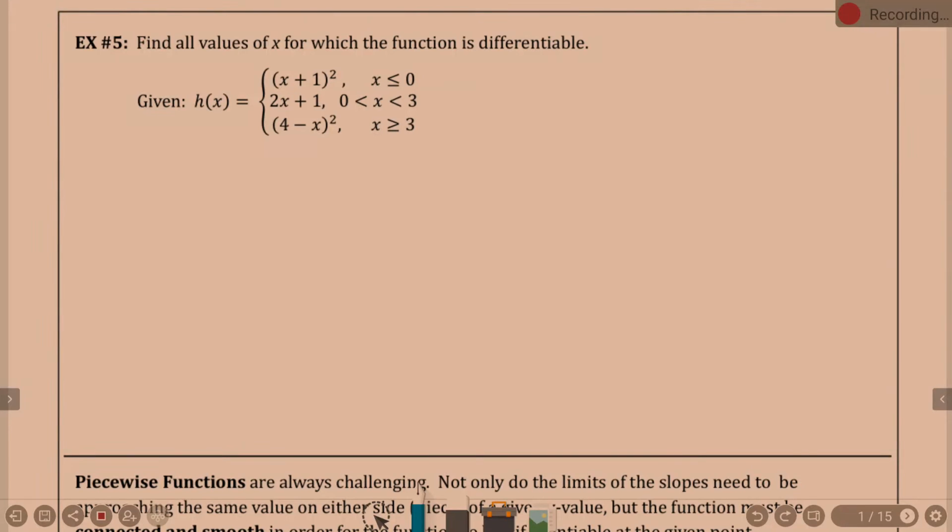Differentiability, right? And the fact that differentiability implies continuity. So if something is differentiable, if we can take the derivative, that means it's continuous.